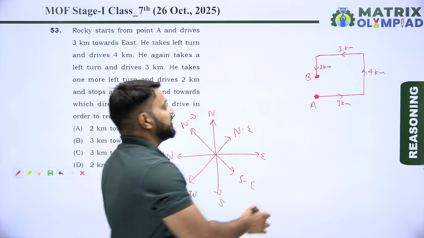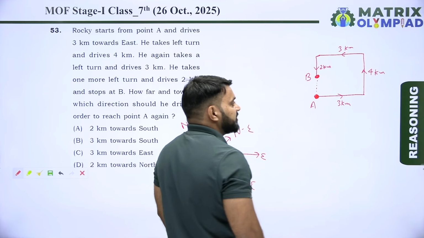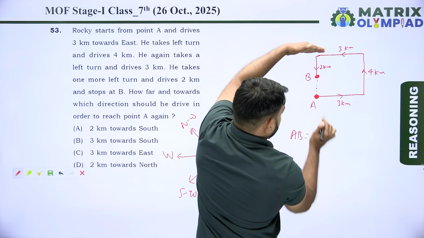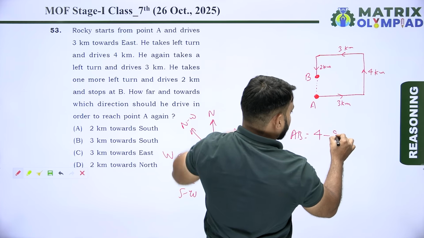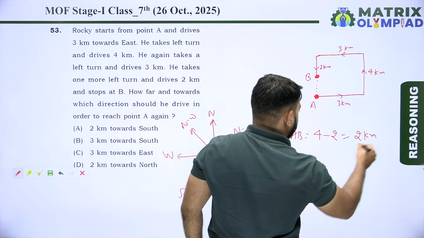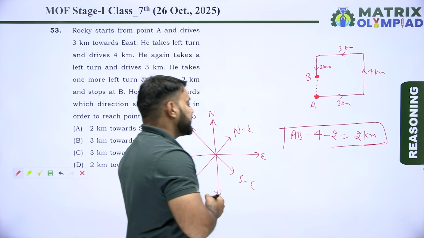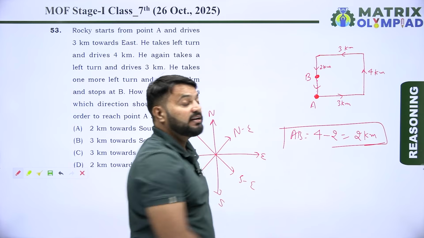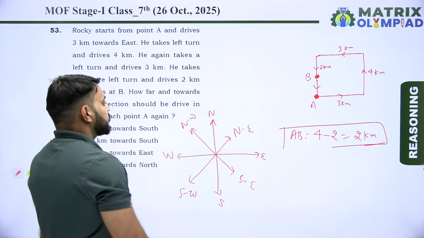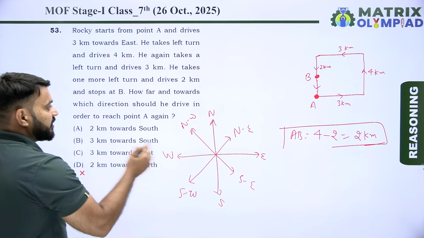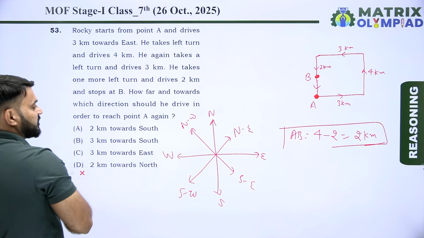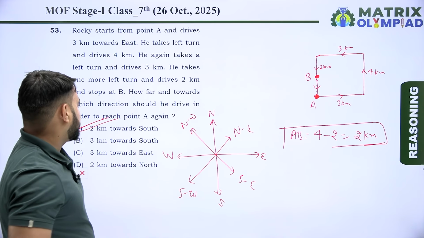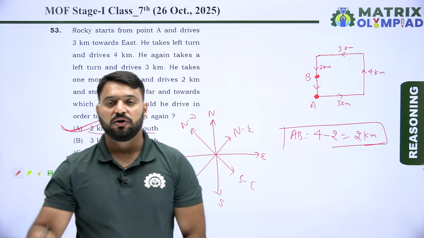Now find the distance between A and B. The distance between A and B is equal to 4 minus 2, which means 2 km. So the distance between A and B is 2 km. So if Rocky drives 2 km towards south, then he will reach point A. So option A is the correct answer. 2 km towards south is the correct answer to this question.